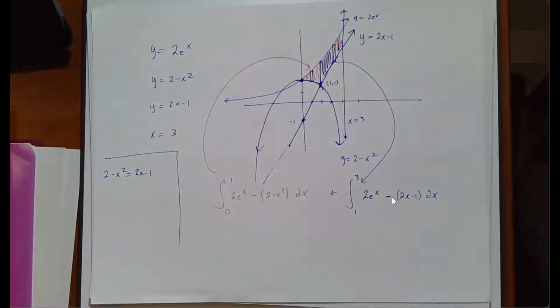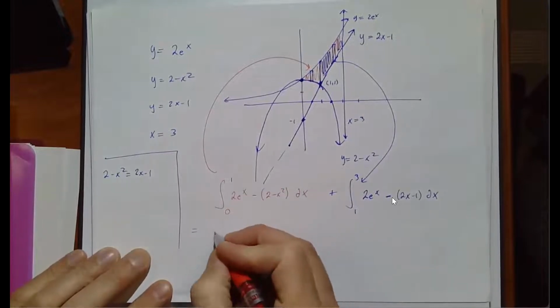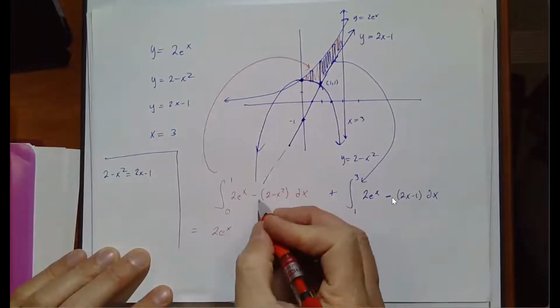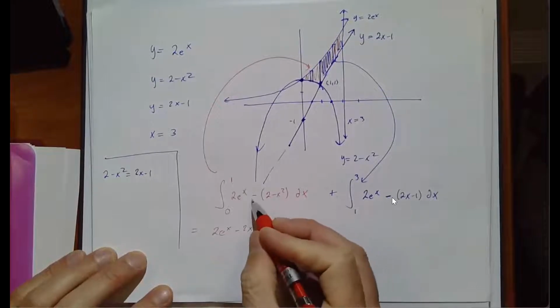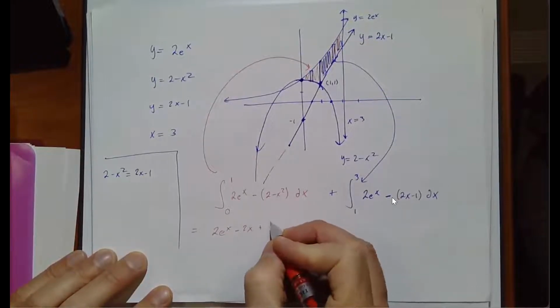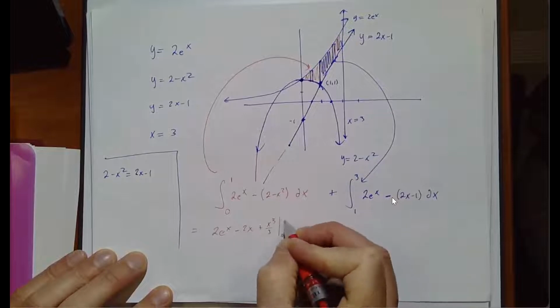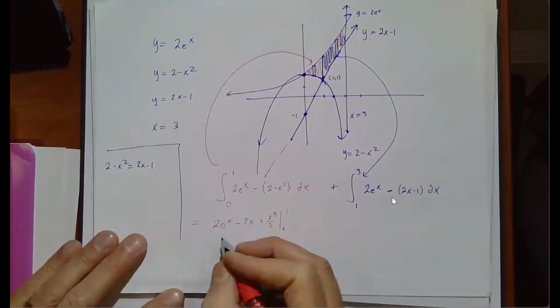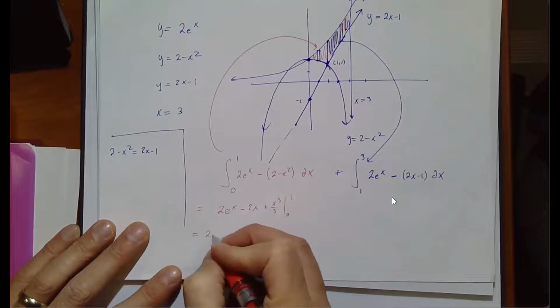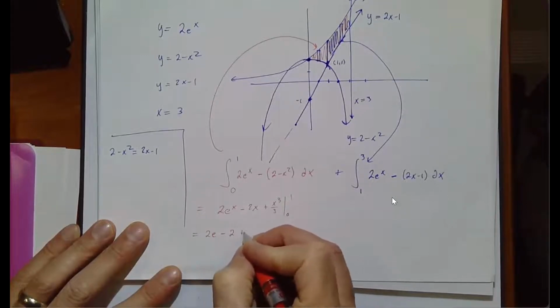You actually have to find the area. So I will point out, WebWork doesn't typically accept decimal approximations, so your answer is going to have some e's in it. If I was going to integrate this, the integral of 2e to the x is 2e to the x. The integral of minus 2 is minus 2x. The integral of plus x squared is plus x cubed over 3, from 0 to 1. And if we plug in, we get 2e minus 2 plus 1/3.